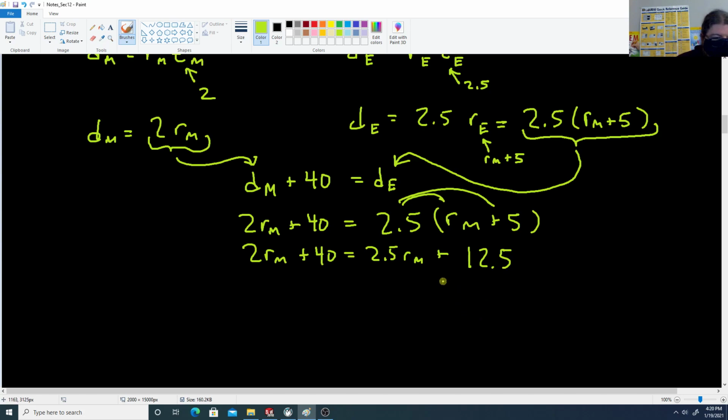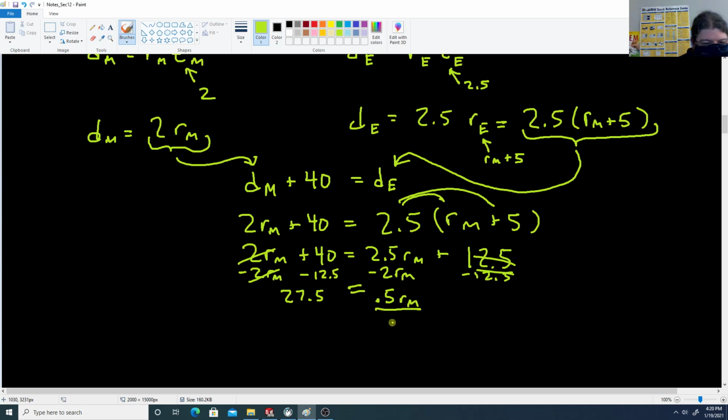Okay, so now we just need to get all the RM terms on one side and everybody without an RM on the other. So this 2RM I'm going to subtract across. So that will be 0.5 RM. So 0.5 times Maria's rate. The 12.5 I'm going to subtract across. And 40 take away 12.5 is 27.5.